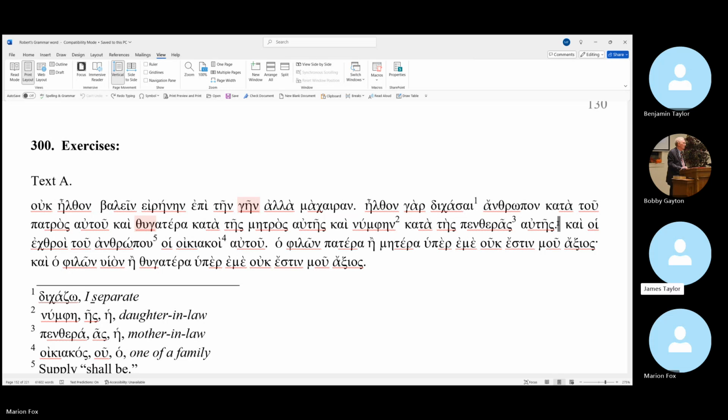Elthon gar, ikasai, anthropon, kata tu patros autu, kai thugatera, kata tes metros autes, kai num fame, kata tes pentheras autes. And I translated that, for I came to separate a man from his father, and a woman against her mother, and a daughter-in-law against her mother-in-law. Did you say woman, or did you call this a woman here? And a woman, yes. And it could be wife.